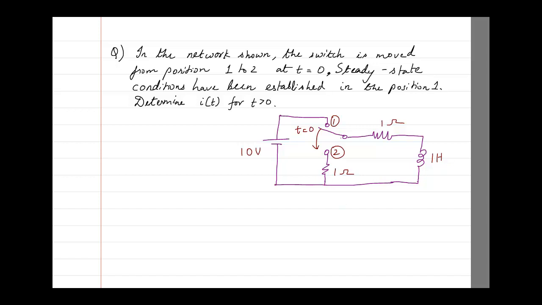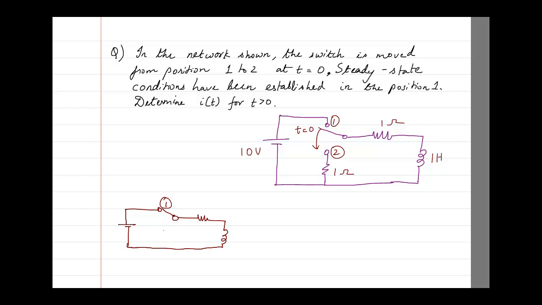So if I draw that position separately, what will I see? I will see that there is a voltage source. I'm not going to draw the second position, I'm just going to draw the first position because my switch is there. So the switch is in position 1, and there is a resistance, there is an inductor, and it is connected like this.